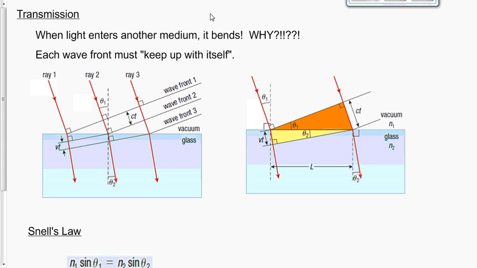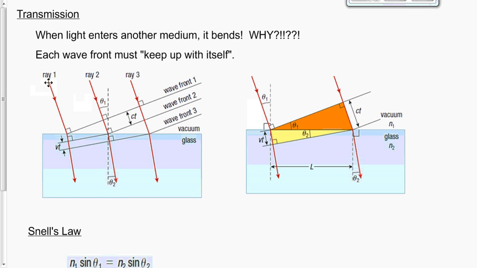And that's kind of strange at first glance. Light travels in straight lines, we see it all the time, but when it goes into something else, it's actually going to change its direction. To explain why, I think an easy way is to think about a wave keeping up with itself.